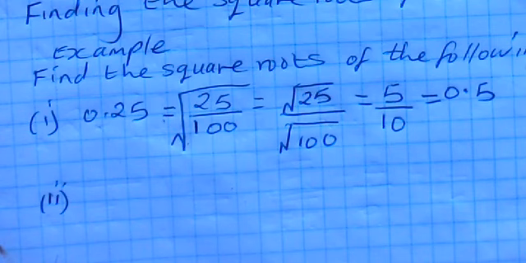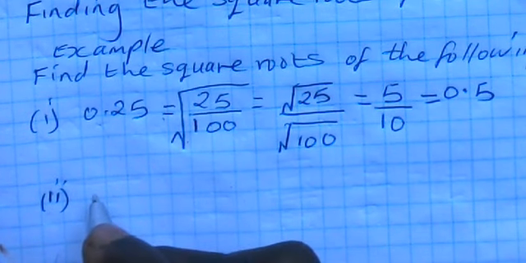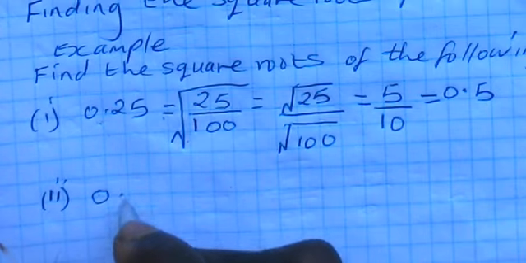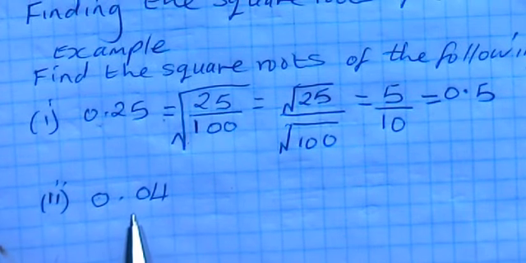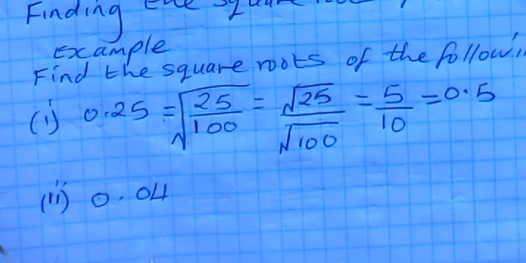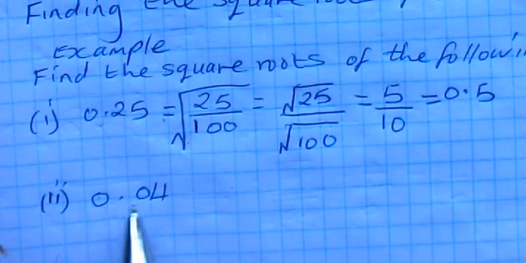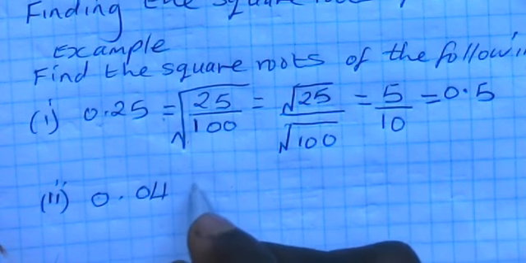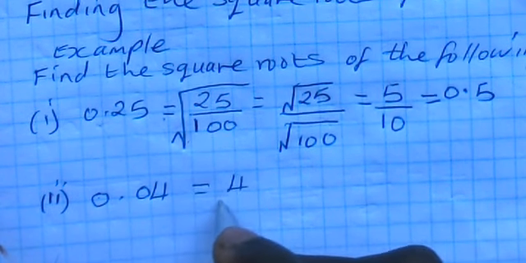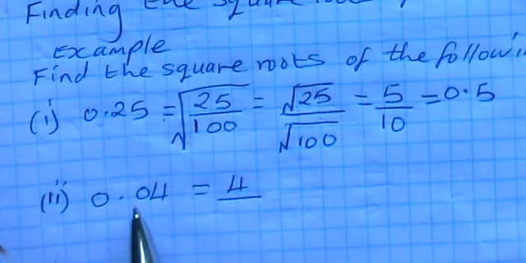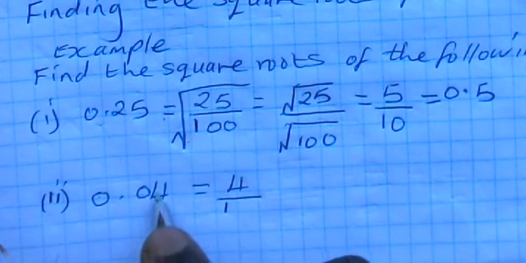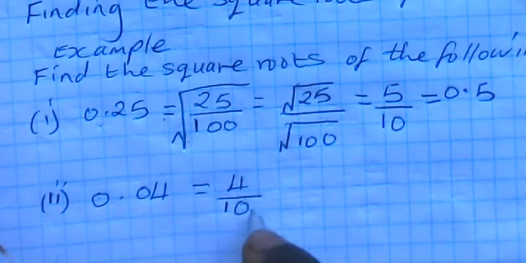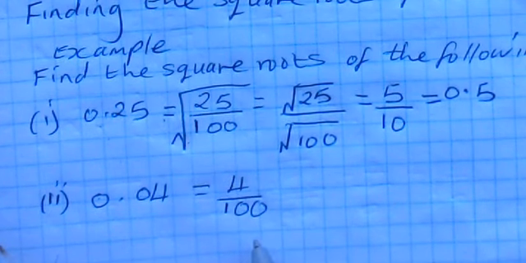Another example, I have it here with me. Find the square root of 0.04. You just need to convert this to a fraction. Just ignore the decimal. You write the number the way it is written. 0.04 is the same as 4 out of, after the decimal we have how many numbers? 1, 2. So we shall have 1 and how many zeros? 1, 2. We have 2 numbers after the decimal, therefore we have 100.